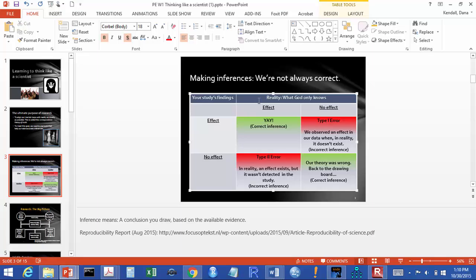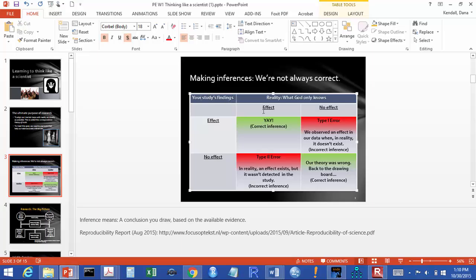The other thing that we need to keep in mind is this hypothetical part that we don't really have access to, and that is reality. We don't directly have access to, I should say. And that is what God only knows. And this is the objective reality that, of course, we don't know for sure. We just are trying to capture it as best we can by conducting our study.